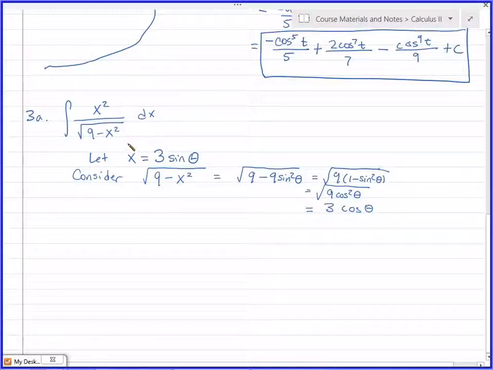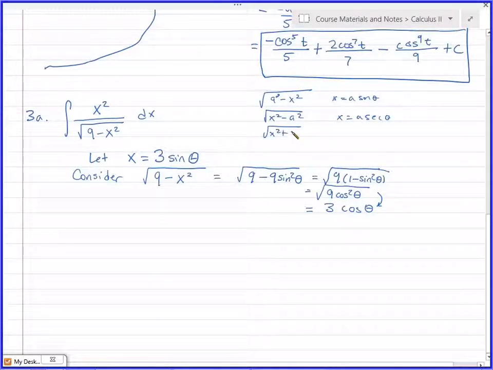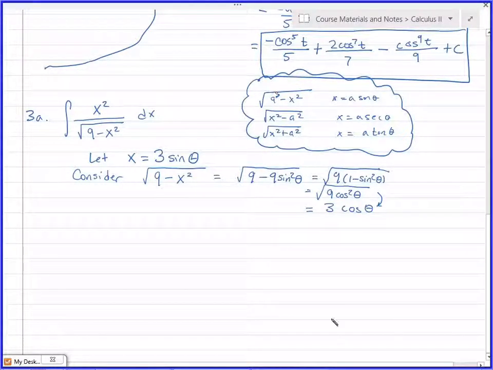So you got the x equals 3 sine theta off of your chart? Yes. I just remember when I have the square root of a squared minus x squared, use x equals a sine theta. If you have the square root of x squared minus a squared, I think it's x equals a secant theta. And if you have the square root of x squared plus a squared, use x equals a tangent theta. That's the trig substitution cheat sheet.